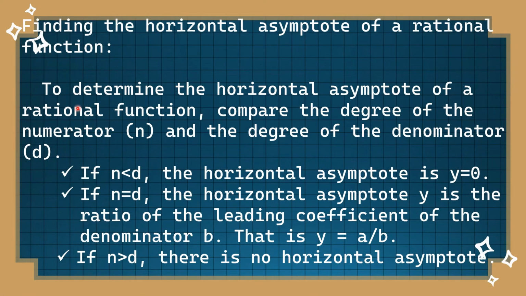To determine the horizontal asymptote of a rational function, compare the degree of the numerator, which is n, and the degree of the denominator, which is d. If the degree of the numerator is less than the denominator, the horizontal asymptote is y is equal to 0. If the numerator is equal to the denominator, the horizontal asymptote y is the ratio of the leading coefficient of the numerator a and the leading coefficient of the denominator b. That is, y is equal to a over b. And if the numerator is greater than the denominator, there is no horizontal asymptote.